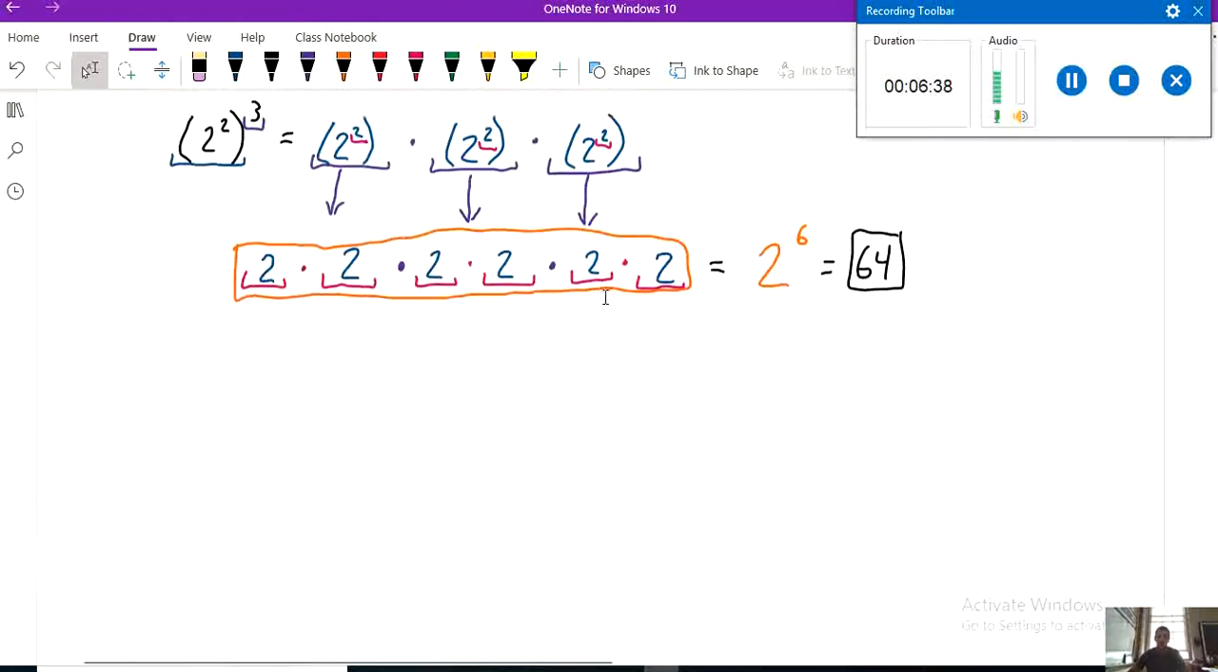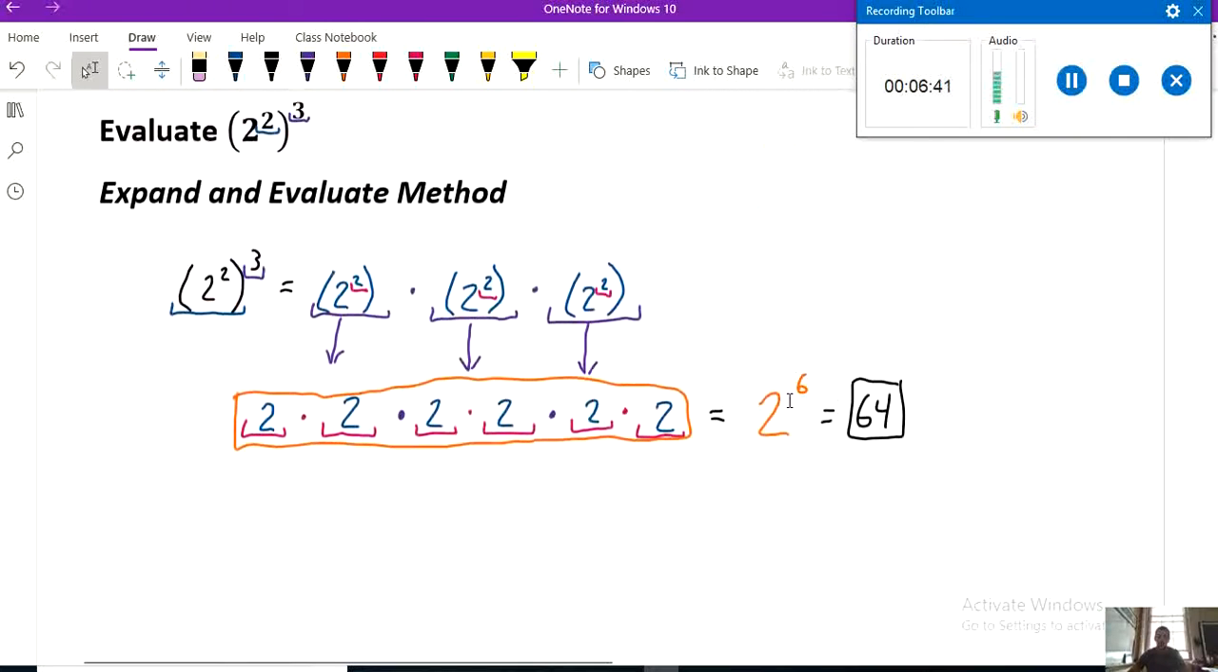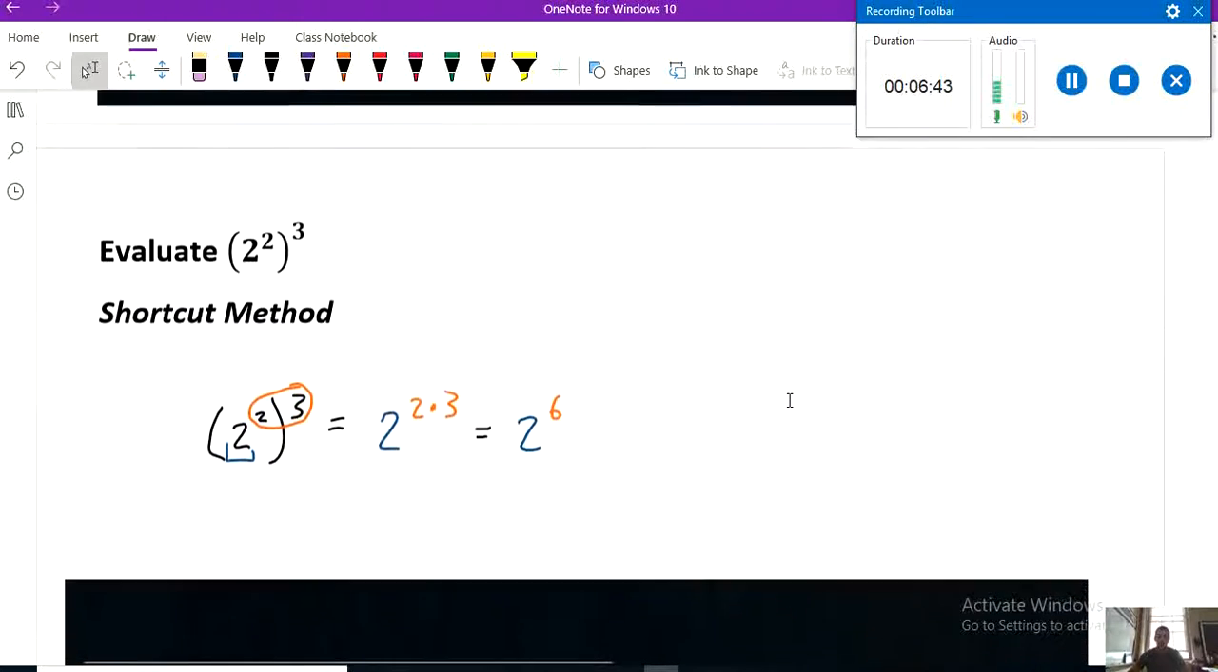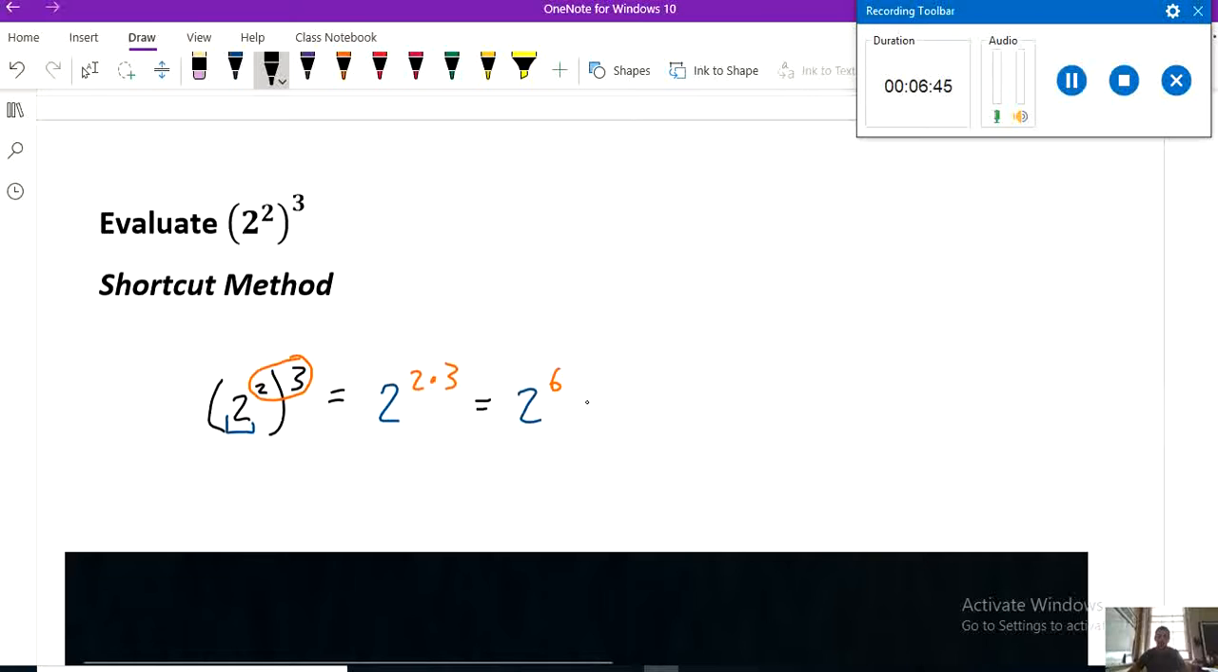We had 2 to the 6th power way up here, which if we evaluate, we found out equals 64. So there we have it. We can use that as long as we have a base with an exponent raised to another exponent, a power raised to a power.